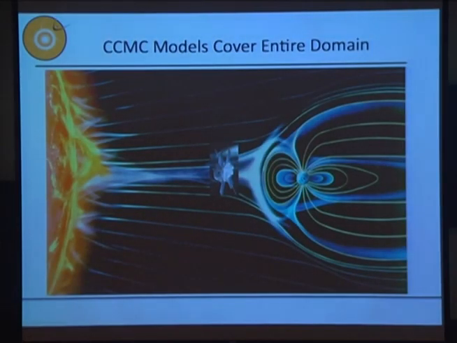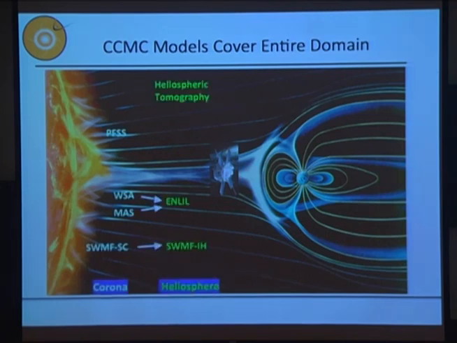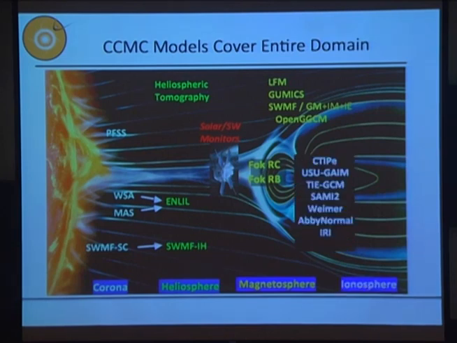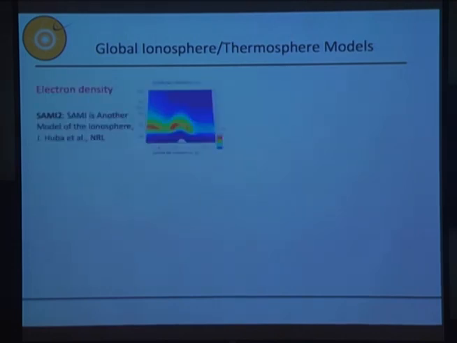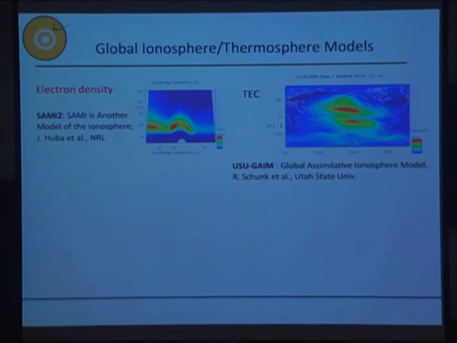The models at CCMC cover the entire domain, from the solar corona and heliosphere and magnetosphere to the ionosphere of the Earth. However, today I'll just focus on the models of the ionosphere and thermosphere, even though these models are driven by solar activities. These global ionosphere-thermosphere models provide parameters which describe the IT states, such as electron density. This is electron density as a function of height and latitude at a given longitude sector. This is obtained from the SAMI2 model. And also the global total electron content. This is from the USU GAIM model, which is a simulated real measurement, such as GPS ground-based TEC values.